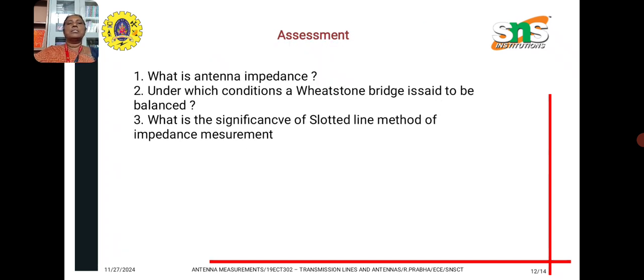Now the assessment. What is antenna impedance? We know it is of two types, self and mutual impedance. Under which conditions is a Wheatstone bridge said to be balanced? So we have the balance formula, one for impedance balance and also the angle balance, that is the phase balance. And the significance of the slotted line method, we know it is useful for high frequency measurements, that is above 1000 megahertz frequency.